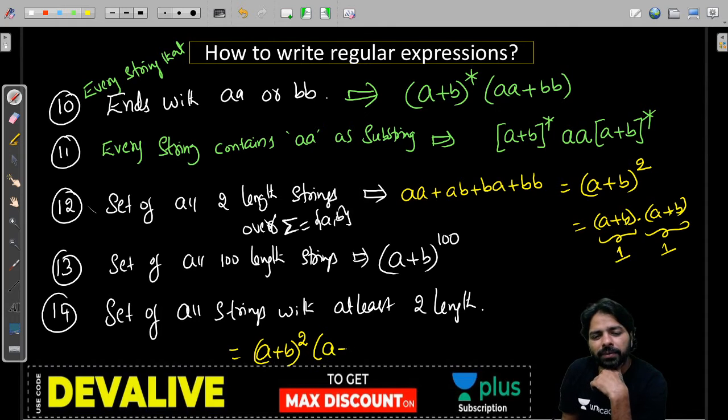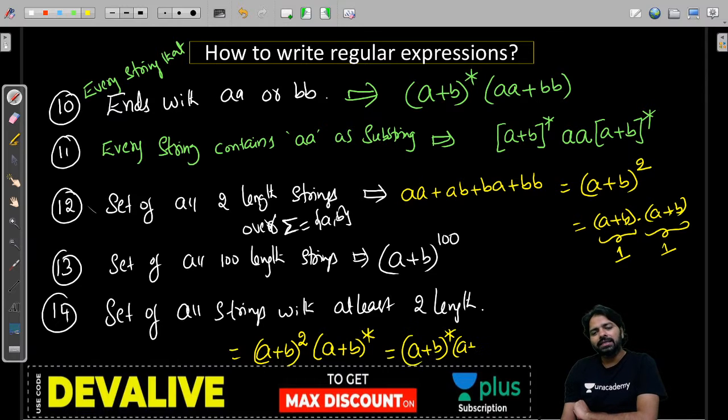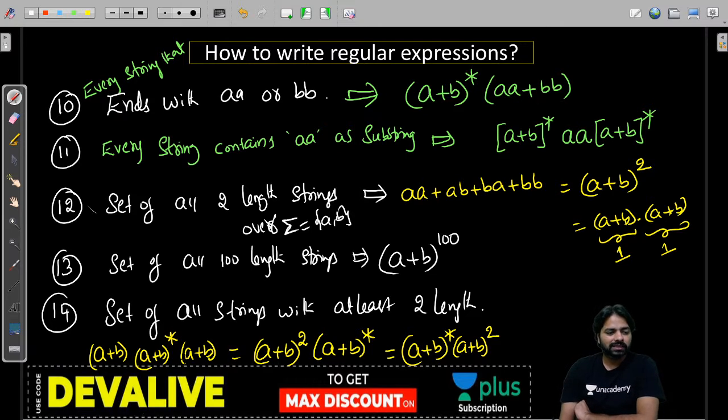After or before you can write any number of this one. So this can be written as even A plus B whole star first, but guarantee that 2 comes at least. That A plus B power 2, you can distribute: 1 length before, 1 length after, but in between also you can write A plus B whole star. All of them will guarantee at least 2 length. You can write this way or this way. Everywhere the minimum length is going to be 2, guys.